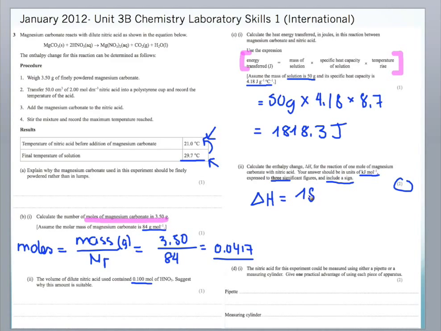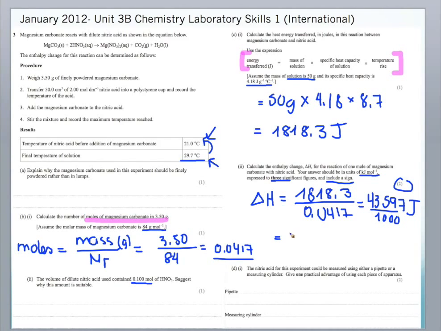So 1818.3 divided by the number of moles. The number of moles we calculated here, so the moles of magnesium carbonate. So we have to divide that by 0.0417. When we divide those, we will get 43,597, and this is in joules. They're asking us to give the answer in kilojoules, so in order to get this into kilojoules, we need to divide it by 1,000.